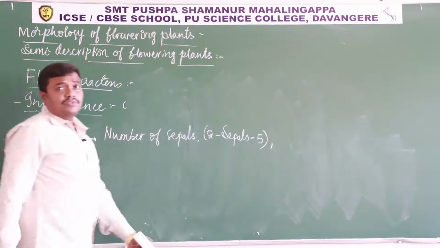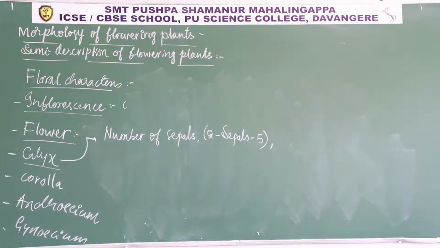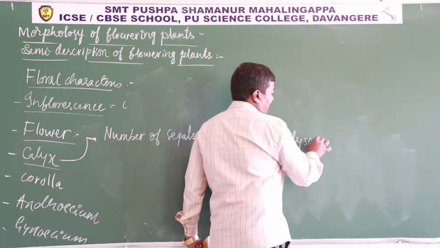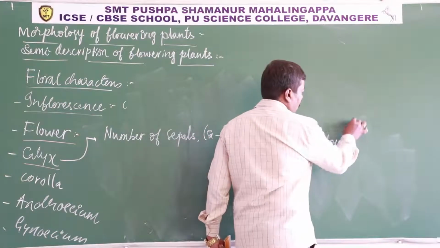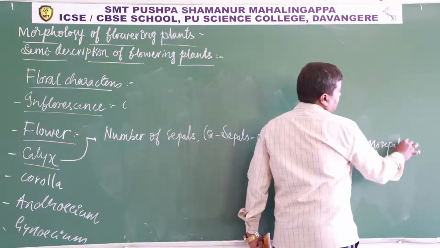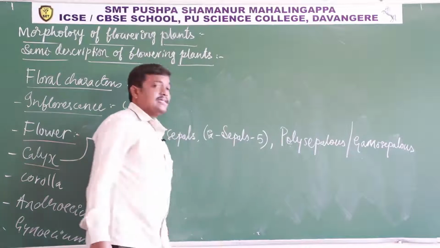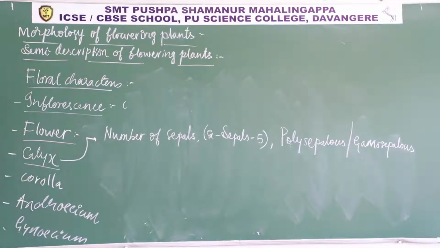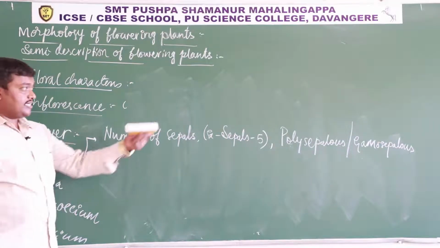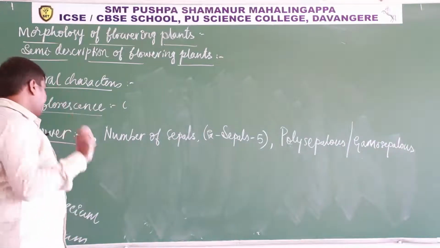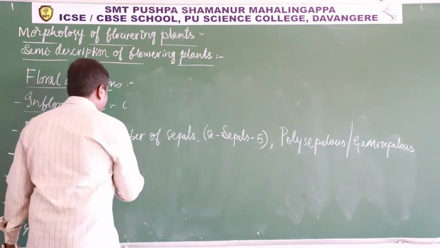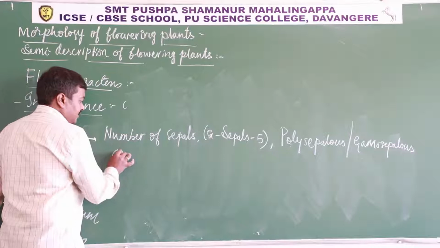Then after that you need to mention whether all the sepals are free or all the sepals are united. The condition is called polysepalous or gamosepalous. Polysepalous means all the sepals are free. Poly means free. Gamosepalous means all the sepals are united. So such a condition is called gamosepalous. So only 3 characters you need to write under the calyx. So number of sepals, polysepalous or gamosepalous, and the last character, estivation, you need to mention.